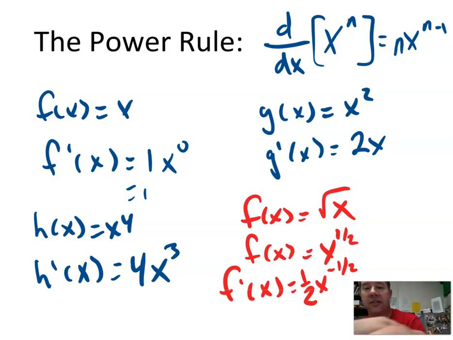It even works with green g of x, x to the negative third.